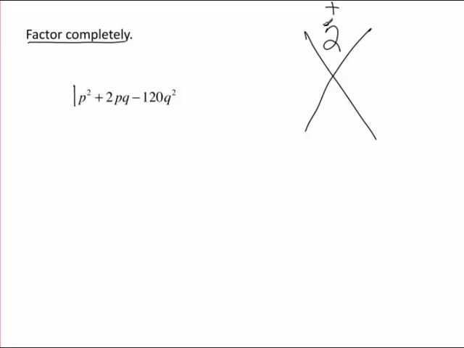So we're looking for two numbers that add up to 2. And we put a negative 120 at the bottom. So we're looking for two numbers that multiply to this negative 120. So let's look at all the possible factors of 120.